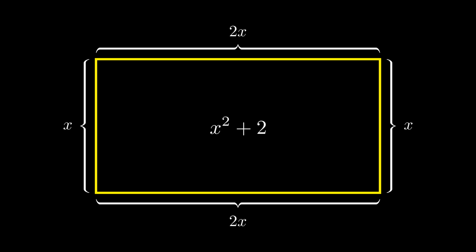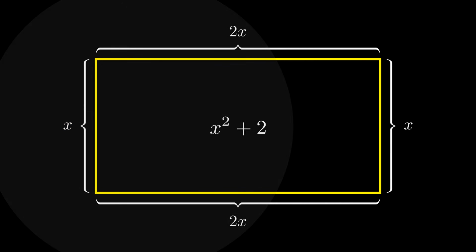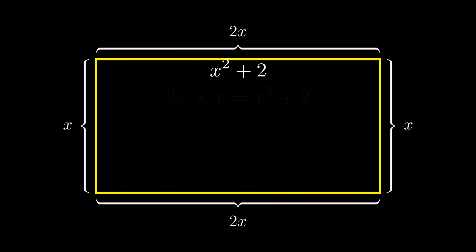Now, observe the dimensions of this rectangle. Its width is 2x, the combined length of 2 square sides, and its height is x. We can also calculate the area by multiplying these dimensions, giving us 2x times x equals 2x squared. This gives us two expressions for the same area. 2x squared equals x squared plus 2.